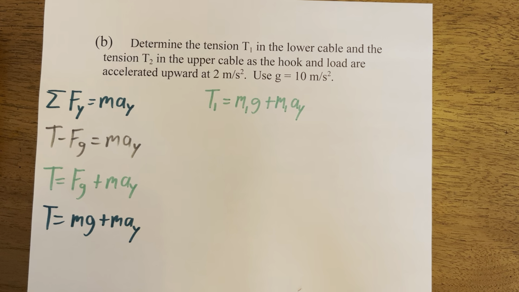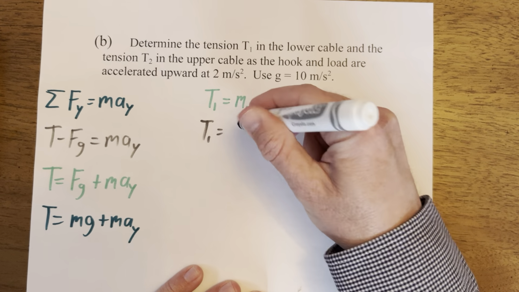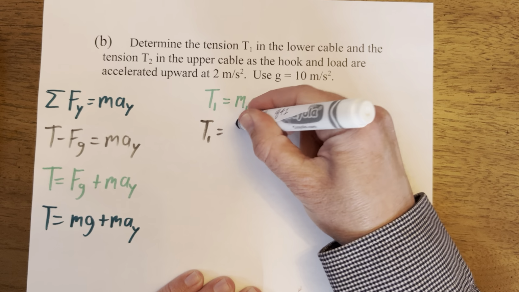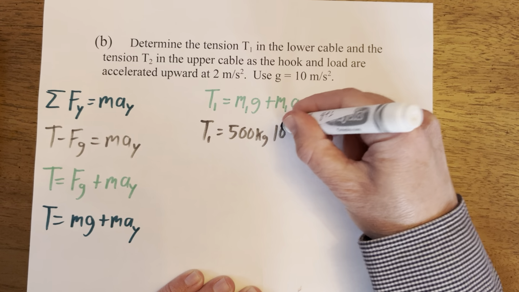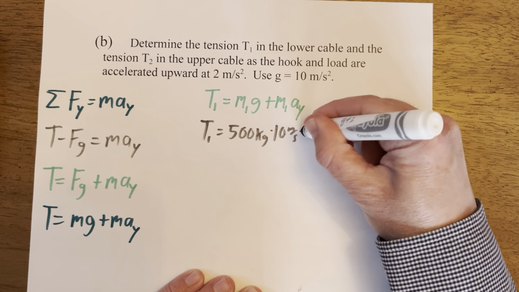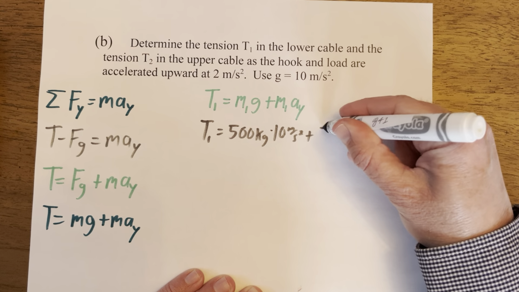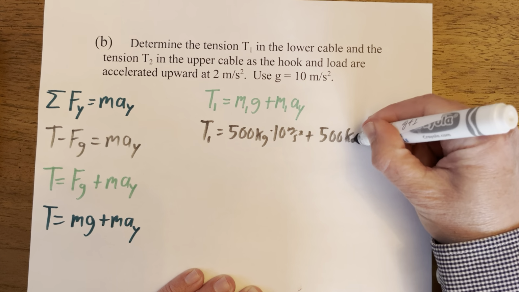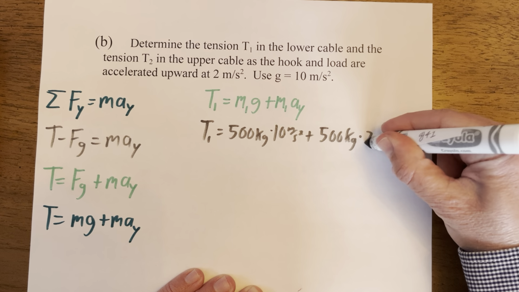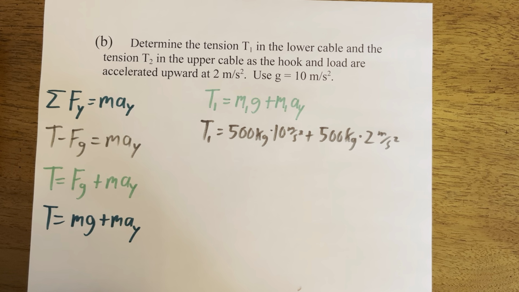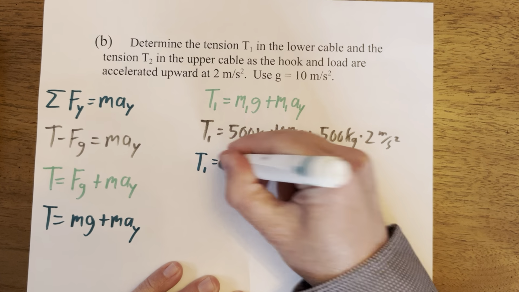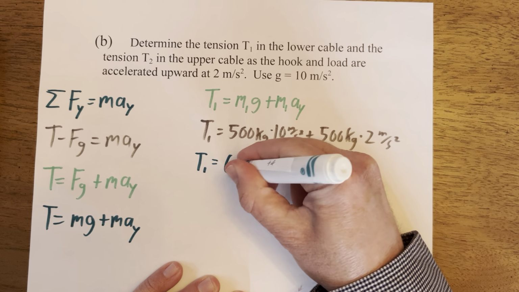And now let's plug in. So T1 is equal to our mass for the load, they said, was 500 kilograms. The acceleration due to gravity is 10 meters per second squared. Once again, here we've got 500 kilograms as our mass, and the acceleration in the y direction is 2 meters per second squared. And so now when we do all the math for this, we will get that tension 1 is equal to 6,000 newtons.